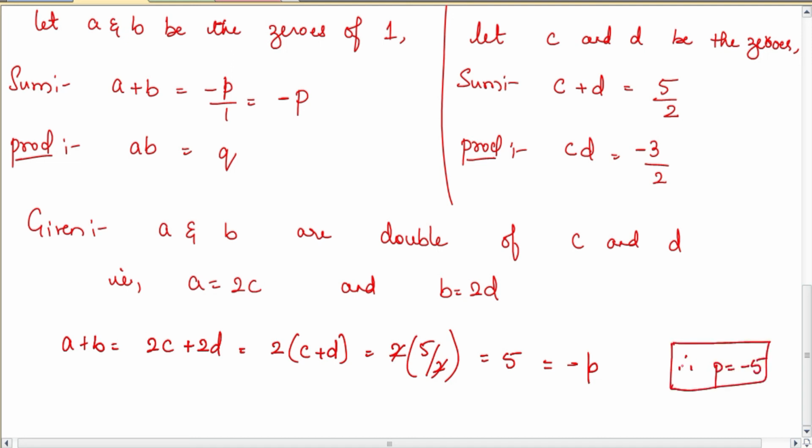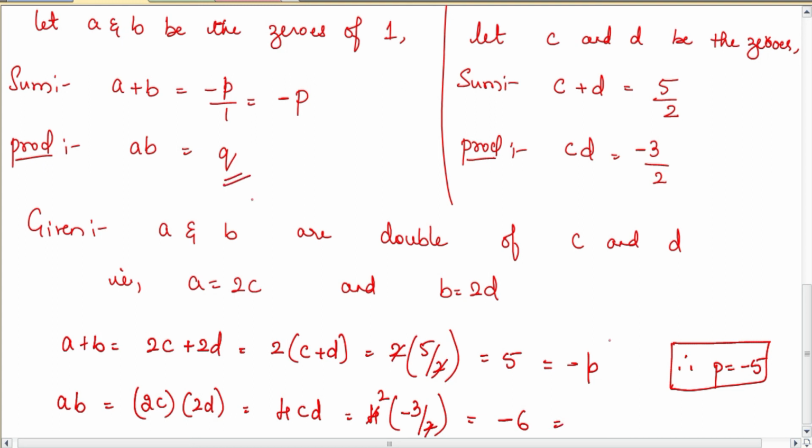Hope you understood. Now let me take the product a into b. a is 2 into c and b is 2 into d. When you multiply, you get 4 times c into d. And what is c into d? It is minus 3 by 2. On simplification, you will get minus 6 and this is equal to q, right? Therefore, q is equal to minus 6.